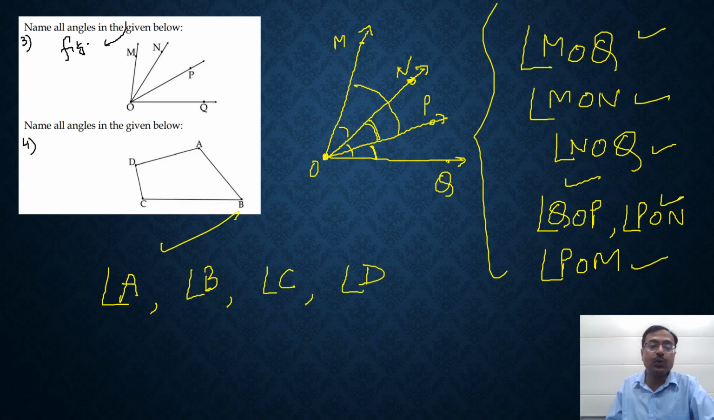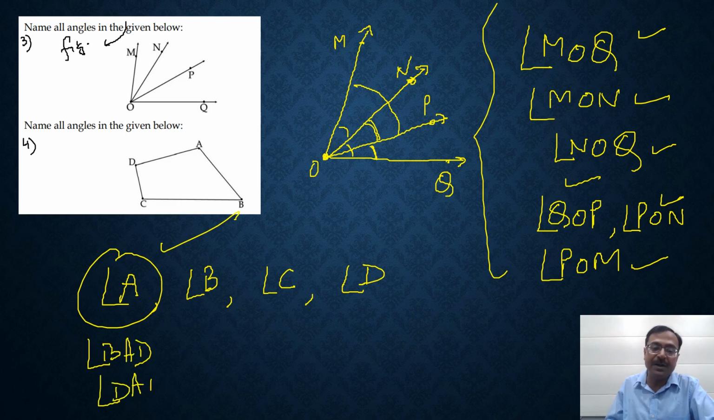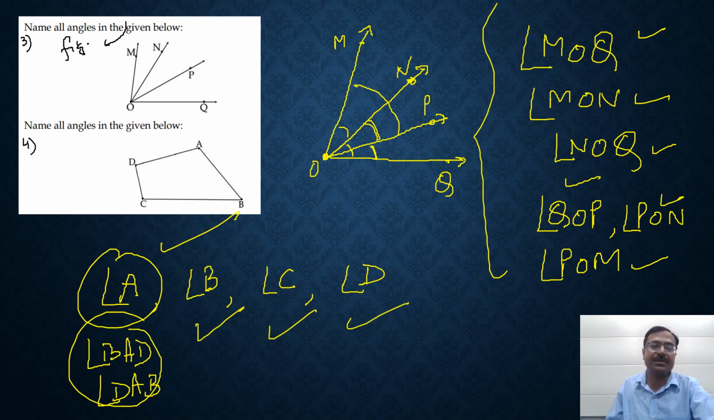However, if you use 3 alphabets for this, you can name it as angle BAD or angle DAB. It doesn't make a difference. Or similarly, you can rename these 3 angles by using 3 alphabets each. But if at a vertex only a single angle is formed, then you don't need to use 3 alphabets. You can use a single alphabet to name the angle.